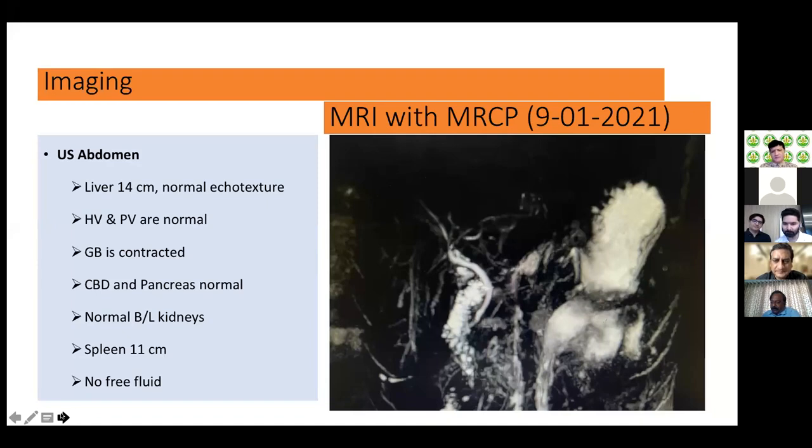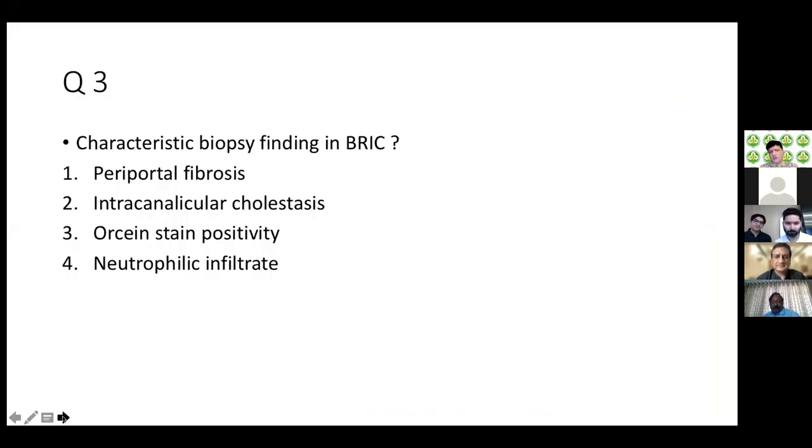Okay. So can we take the poll question before that? Okay, we'll take the poll question first. Okay. So what are the characteristic biopsy findings in BRIC? Periportal fibrosis, intracanalicular cholestasis, Orsin stain positivity, and neutrophilic infiltrates.